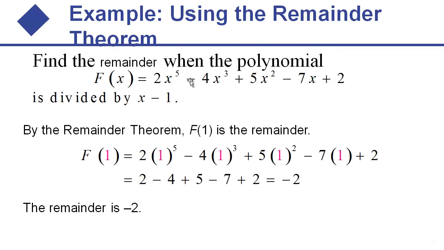If we want to find the remainder of this polynomial when it's divided by x minus 1, we just plug 1 into that function. Right? So you plug in 1 for all the x's. Very simply, you just get all the coefficients, you add them all together, and you get -2, and that tells us the remainder is -2.